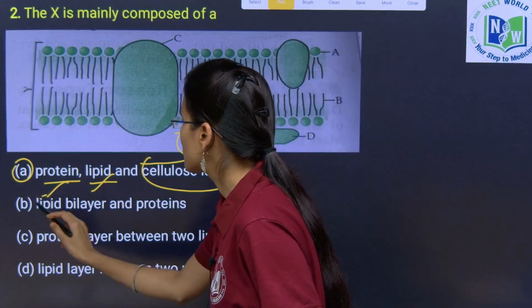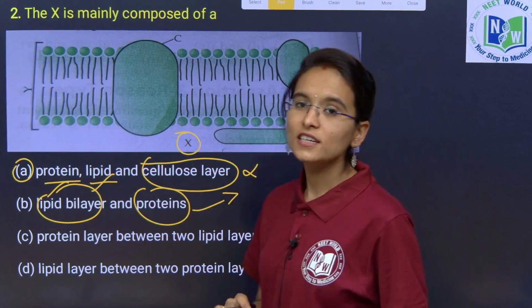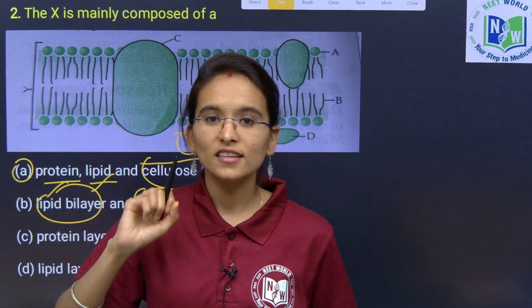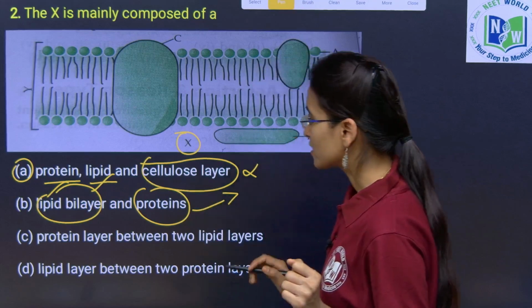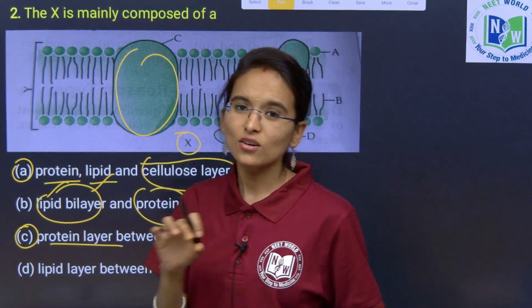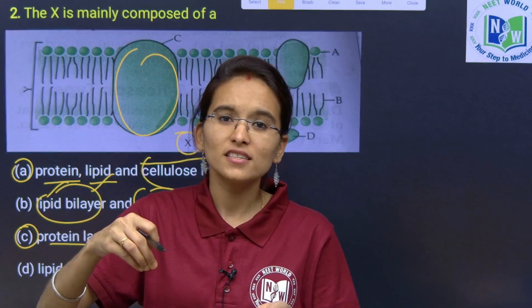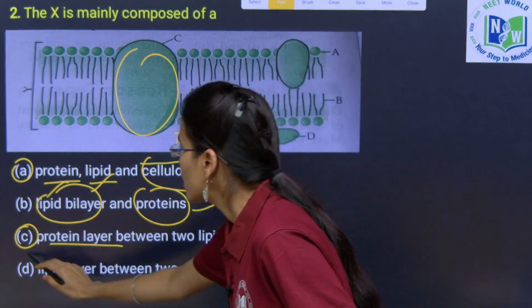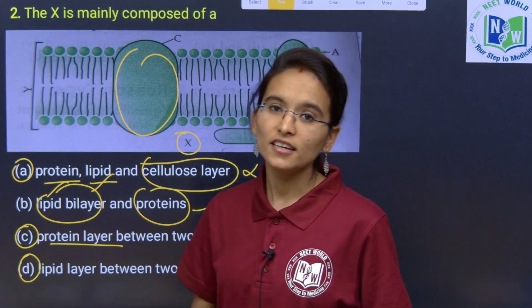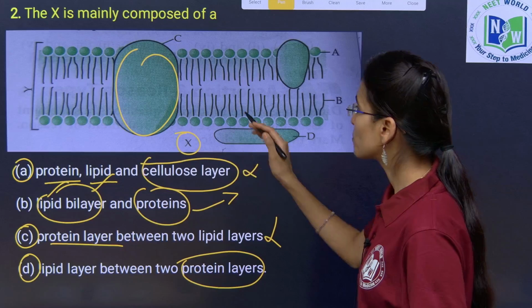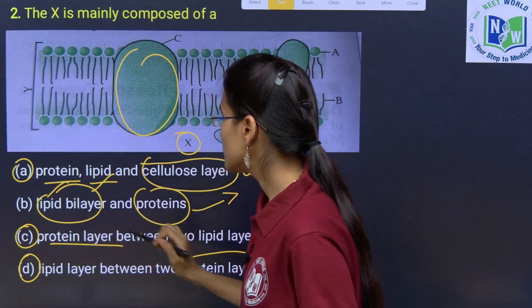Option B is lipid bilayer and proteins. Yes, this option is true. The plasma membrane is made up of a phospholipid bilayer with the proteins embedded inside them, and some proteins are also present on the outside. Option C is protein layer between two lipid layers. A protein layer is not continuous, but the proteins are embedded in some places to carry the substances from the outside of the cell to the inside of the cell. So this option is also wrong. Option D is lipid bilayer between two protein layers. This statement is also wrong, because the plasma membrane is only made up of the phospholipid bilayer, and the two protein layers are not actually there. So option B is the correct answer.